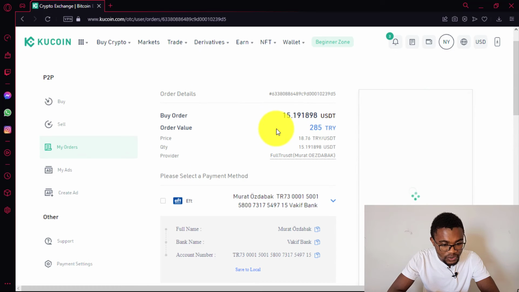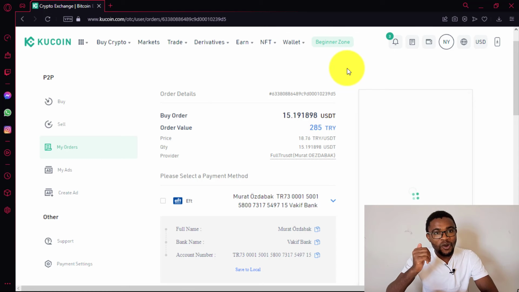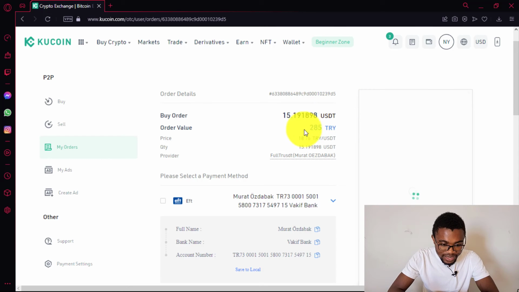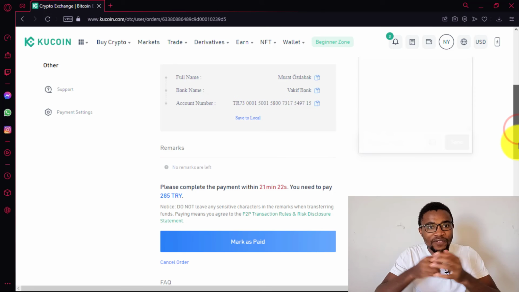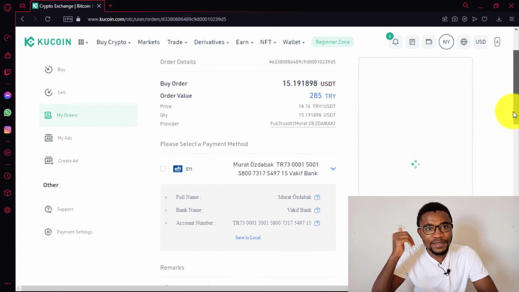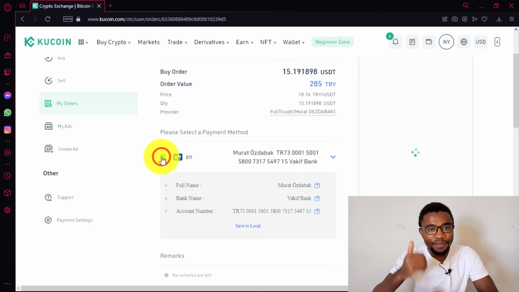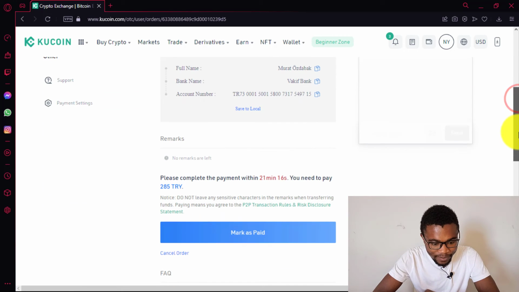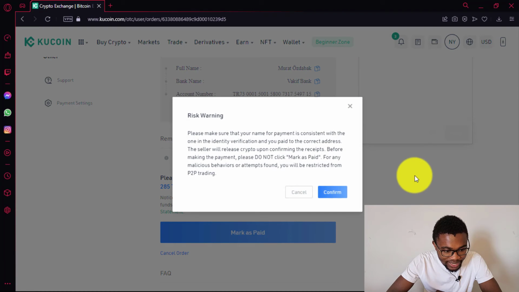Then this person is going to release 15.19 into your Kucoin account. So I will go ahead and send this money to this person so that I can just show you this is how it works. So after going to your mobile banking application or website and sending the money to your peer, you just need to come over here and press on mark as paid. Then here you're going to get a risk warning. You just need to come and press on confirm.